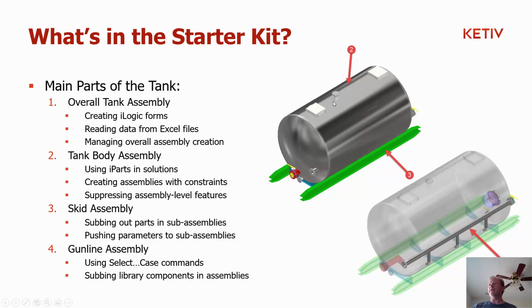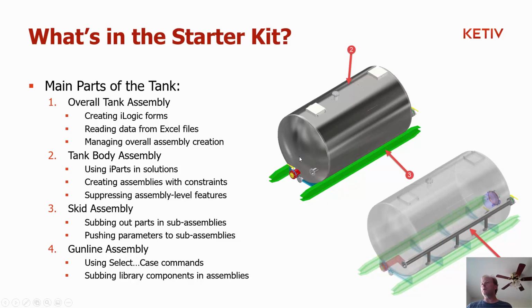We next move to the tank body assembly, which is the main part of the tank here. What's nice about that is we do use an iPart in this solution. This dish head right here is an iPart. It's the only one that we used. The code is very simple because based on the size that they select, we change it so that it comes in at the right size and location. But it does show you at least a little bit of how you can work with some iParts if that's a workflow that you prefer. We also show how to create assemblies with constraints. So to place all of these different shell plates, I actually use constraints rather than just placing them. And then we also show how to suppress some assembly level features.